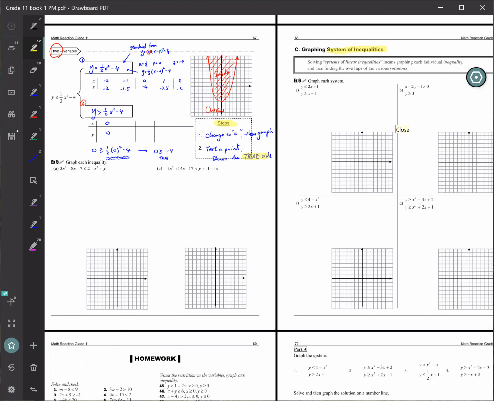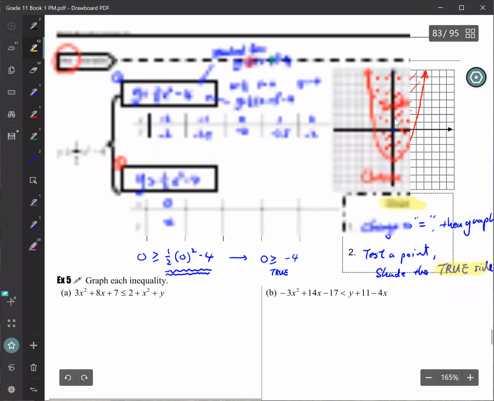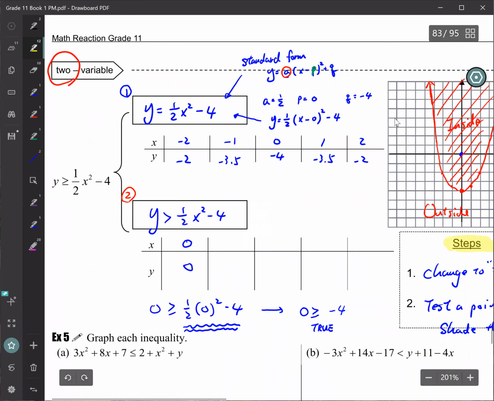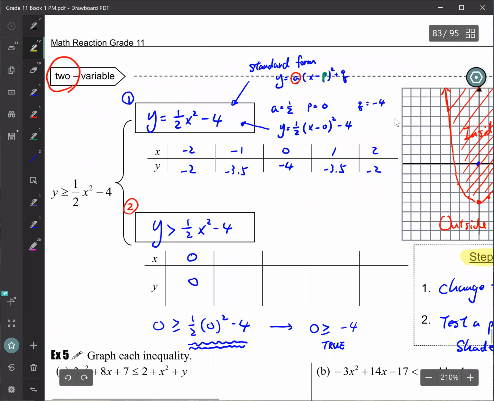Okay, so Evan is asking step 1, how do you get the points for the graph? So you're asking how we get the table, right? You have to change it into standard form if it's not already. And then once you get to the standard form, you can find the vertex. In this example, the vertex is at 0, -4.